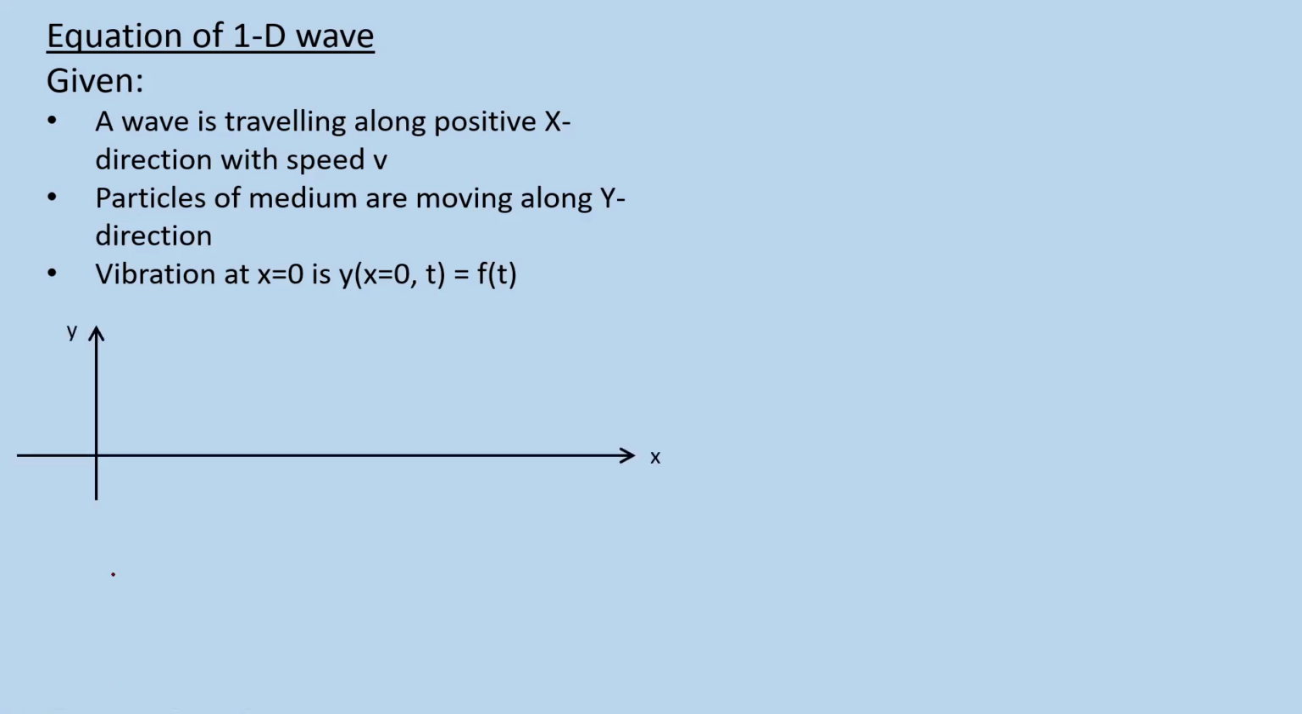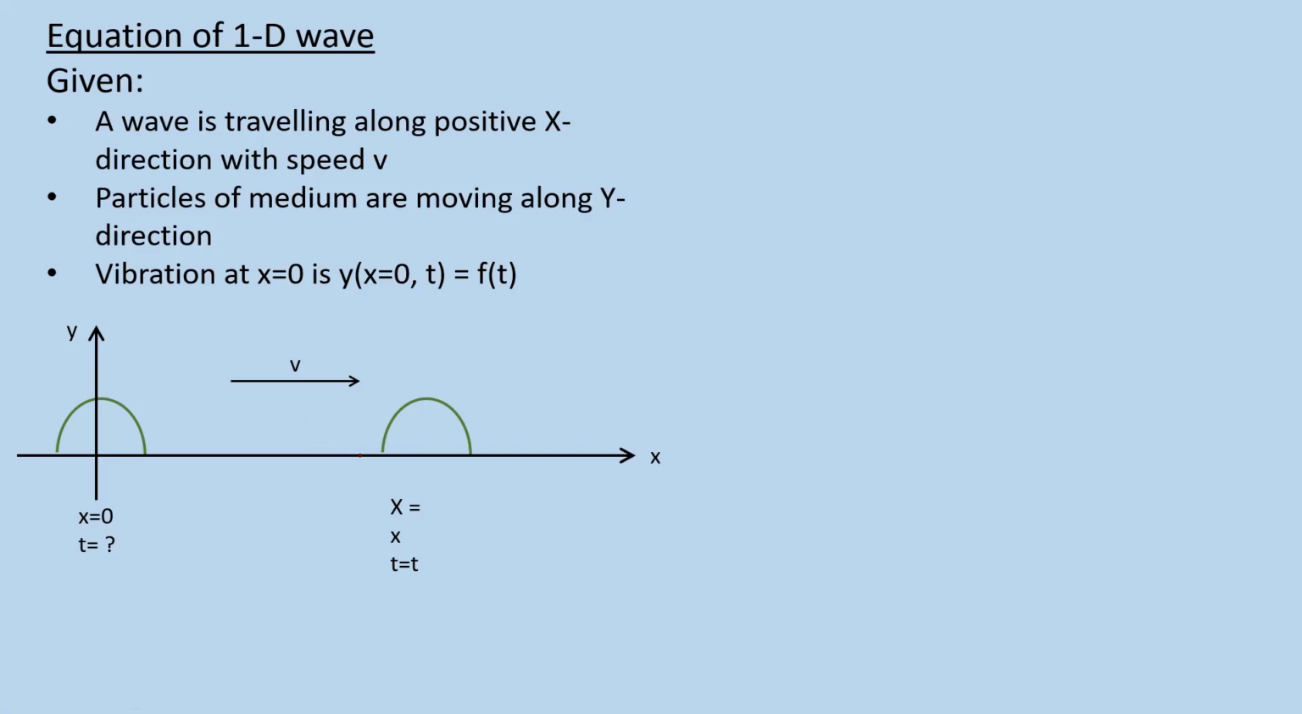Suppose this is our x-axis, the medium, and the y-axis is along which particles are moving, and this is a pulse. This pulse is moving towards the right with velocity v, like this. And we know how it is vibrating at x equal to 0, and so we have to find the value of y at position x at time t. So that is what we have to find.